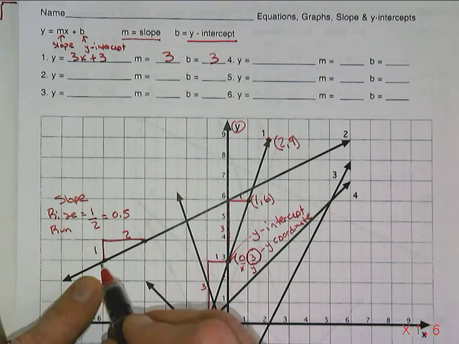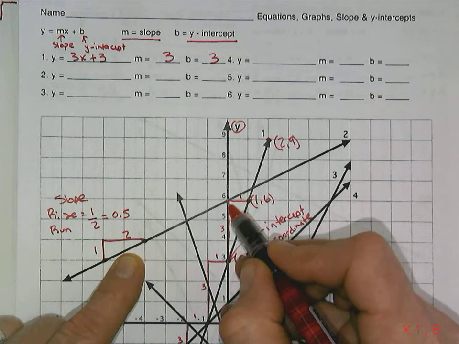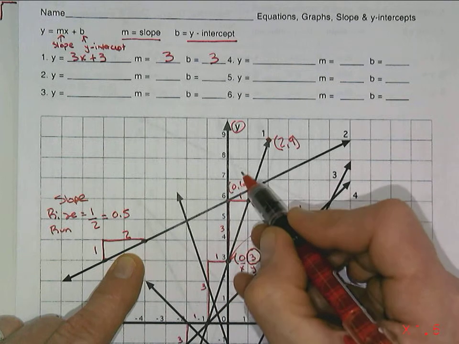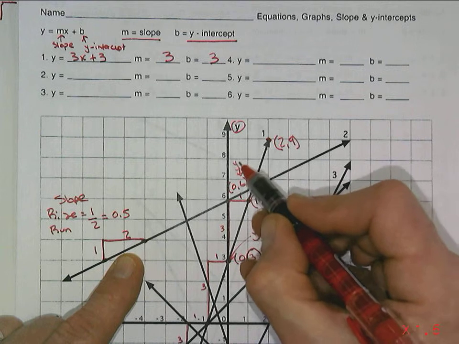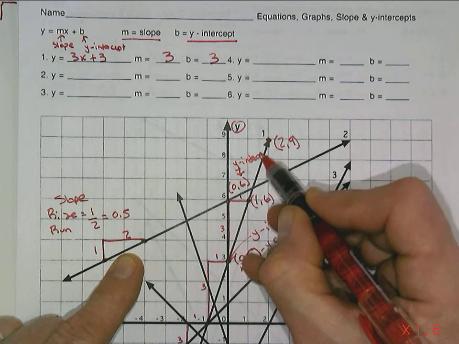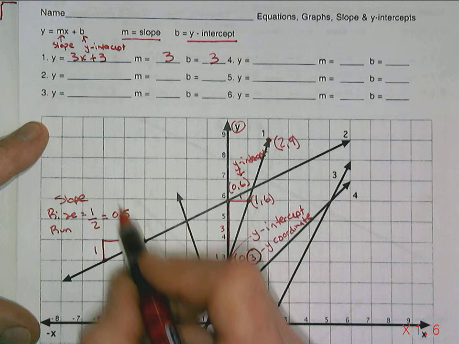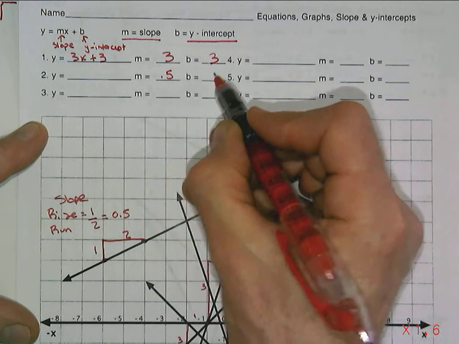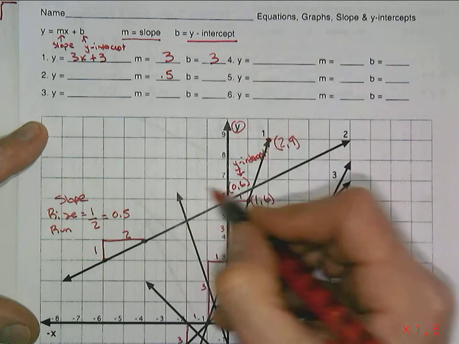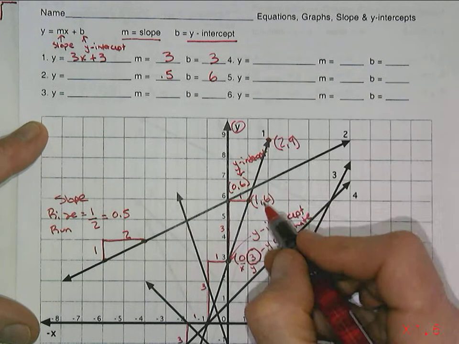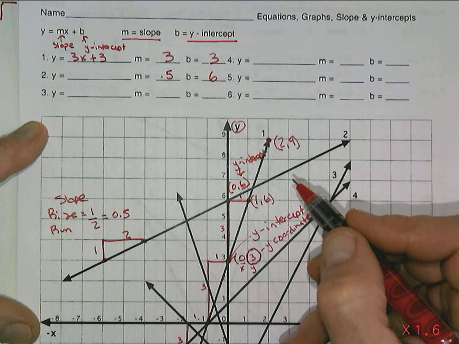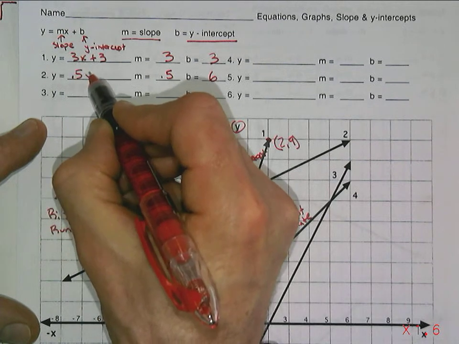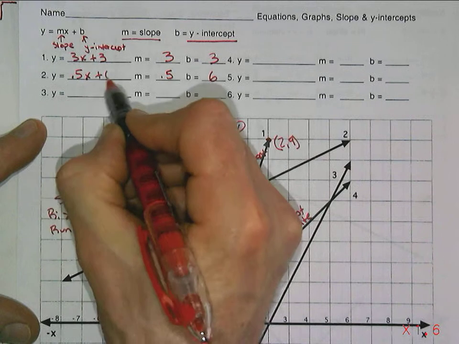So this one has a slope of 1/2 and it crosses at 0, 6. So the 6 is the number we want. This is the y-intercept. And so the equation for that line would be, there's the slope of 0.5 and the y-intercept of 6. I need this number. And so the equation is y is 0.5 or 1/2 x plus 6.